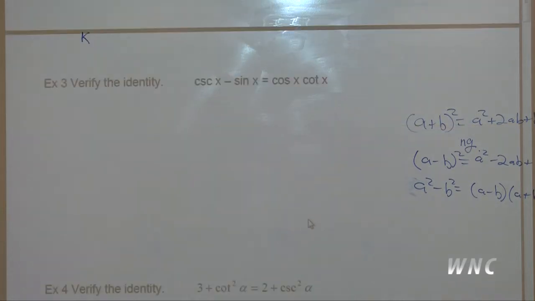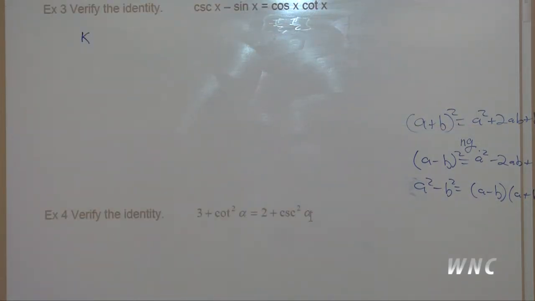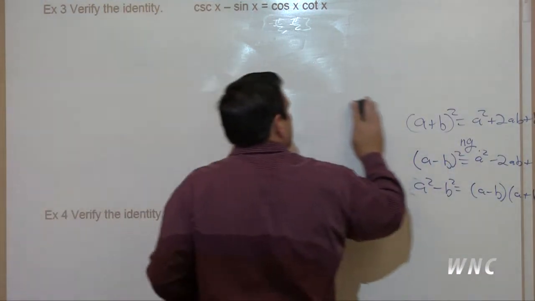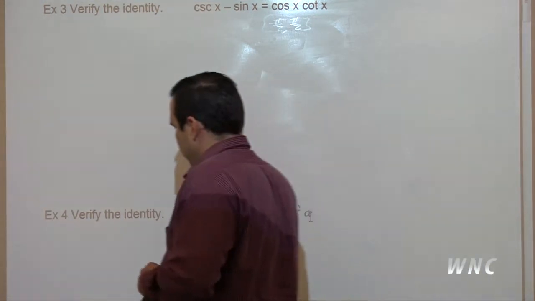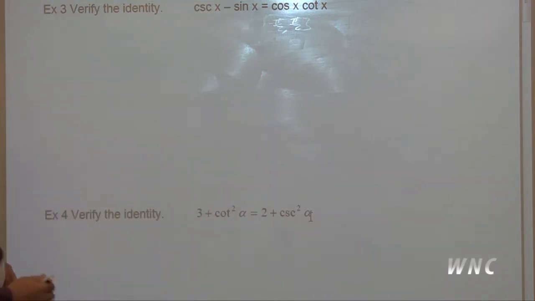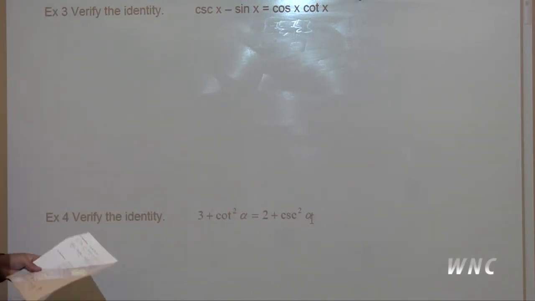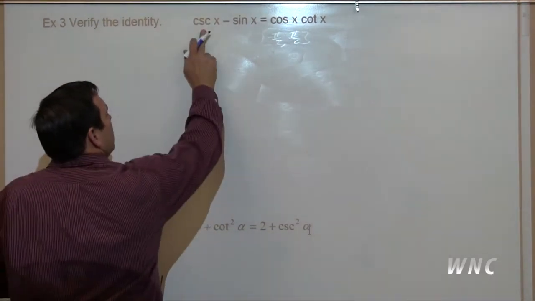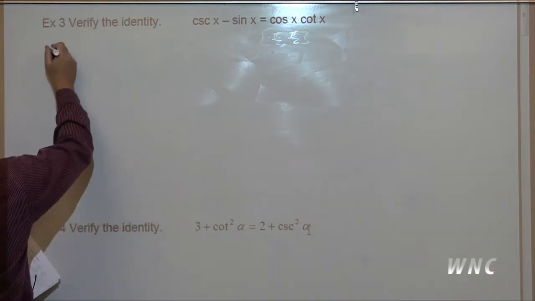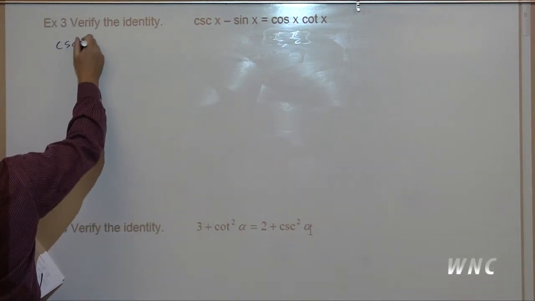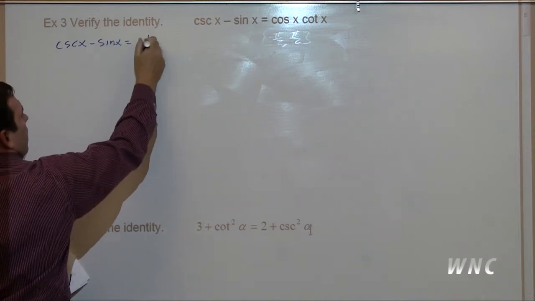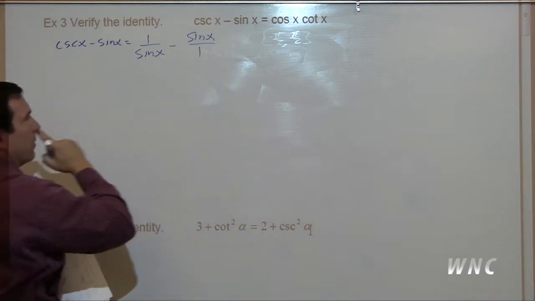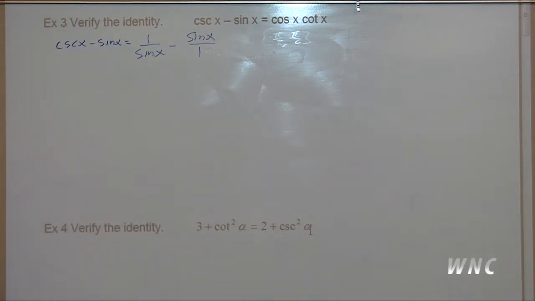Okay, let's verify this following identity. We want to make sure it works. I mean, is this true or not true? Cosecant x minus sine x equals cosine x times cotangent x. So cosecant x minus sine x. Now cosecant x is 1 over sine x. So what we have is 1 over sine x minus sine x.